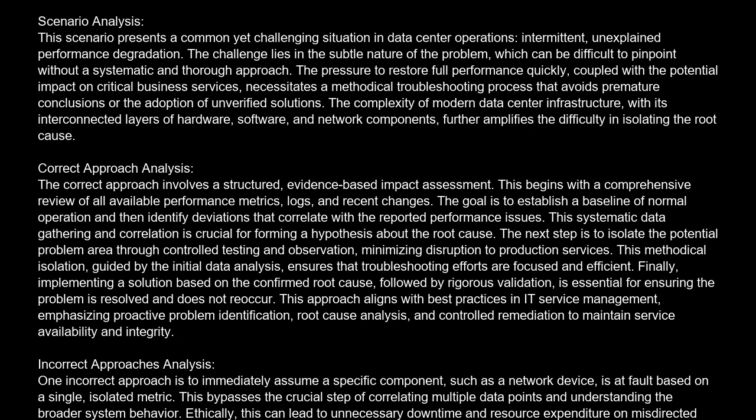The correct answer is B. Conduct a deep packet inspection on traffic traversing the affected segment during peak hours to identify any anomalous patterns or malformed packets. Explanation: scenario analysis.